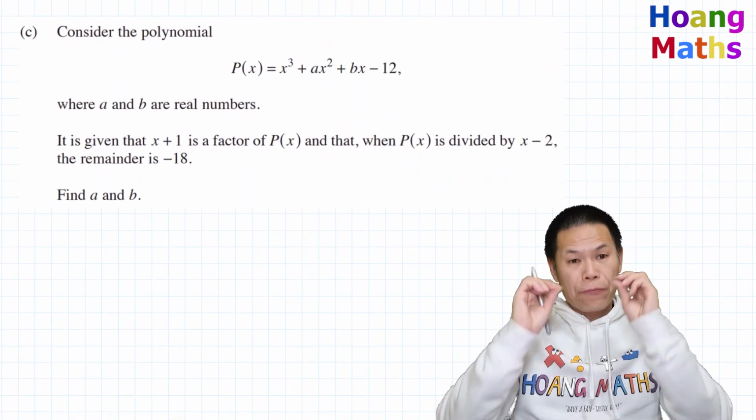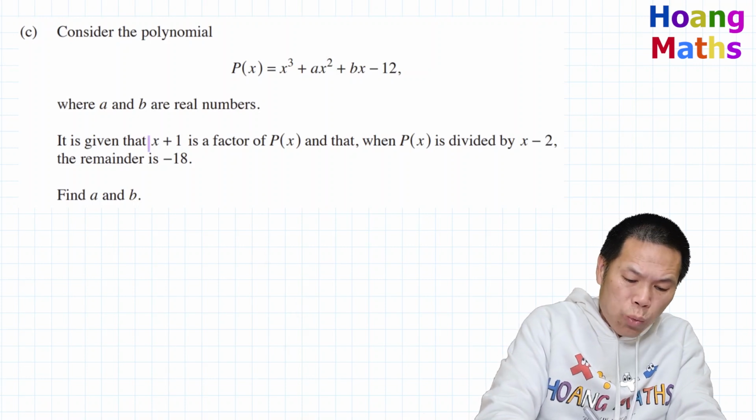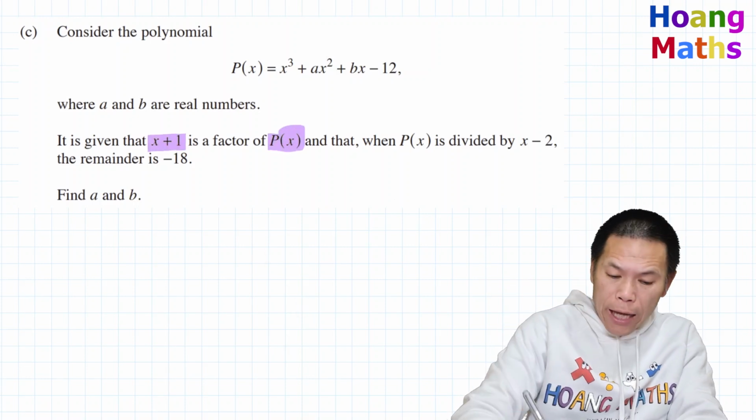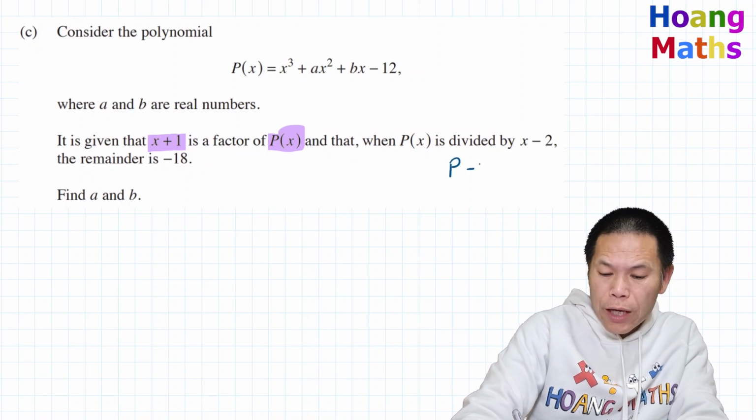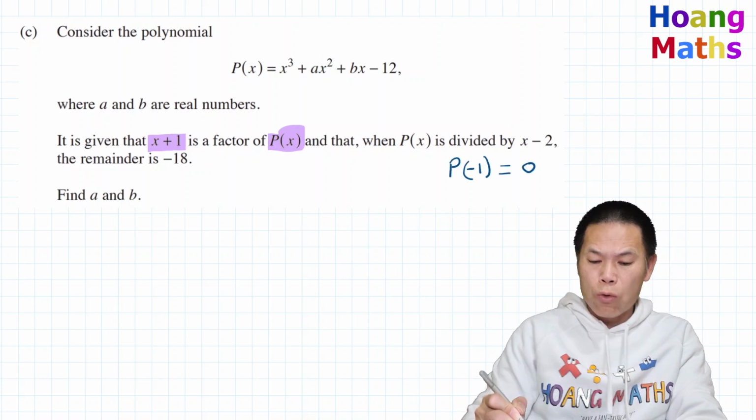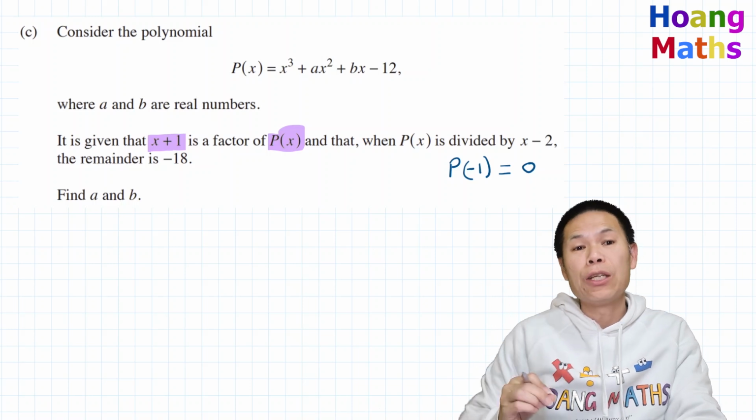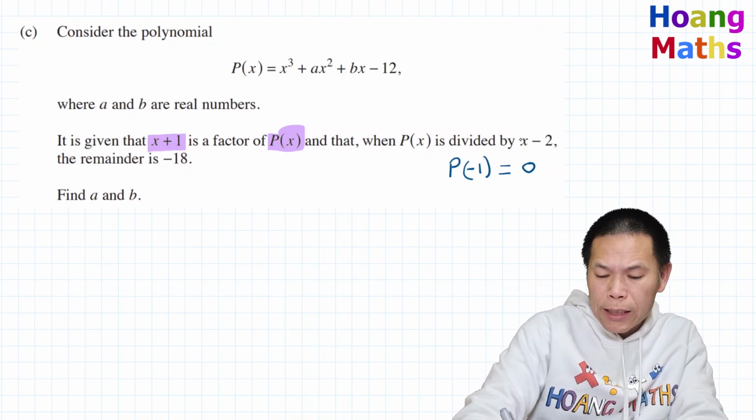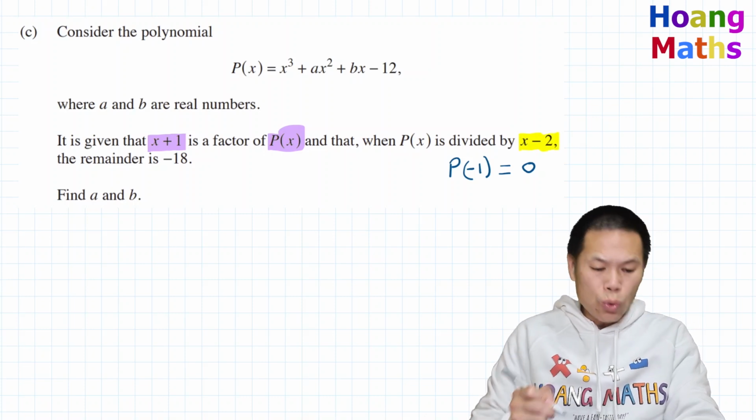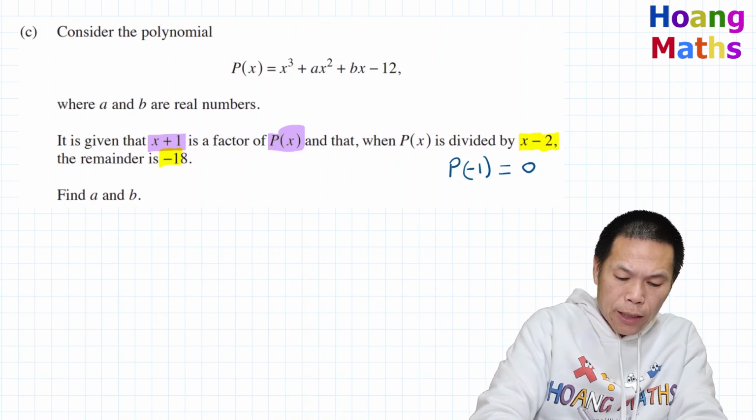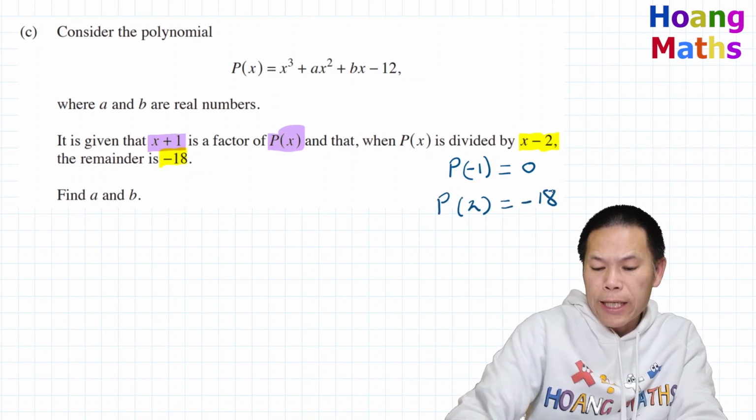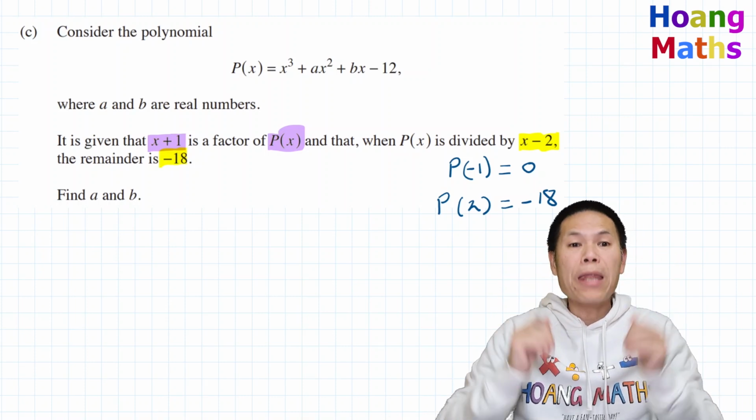Part C. First of all, we know that x + 1 is a factor of P(x). So this means that P(-1) is 0, because of the factor theorem. We also know that when P(x) is divided by x - 2 the remainder is -18. So this means that P(2) is equal to -18. This is from the remainder theorem.